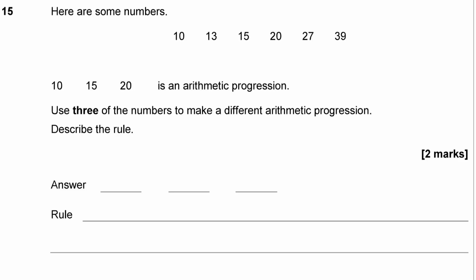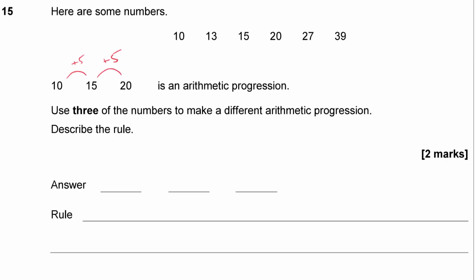Question 15. Here are some numbers: 10, 13, 15, 20, 27, 39. Now we're told that 10, 15 and 20 is an arithmetic progression. Use 3 of the numbers to make a different arithmetic progression. Describe the rule. Okay, so we can pick 3 numbers from the list and make an arithmetic progression from it. Now, an arithmetic progression is just a sequence of numbers going up in even increments. So if you can see here, this is plus 5 and this is plus 5. So can we come up with another sequence of 3 numbers that are equally spaced?